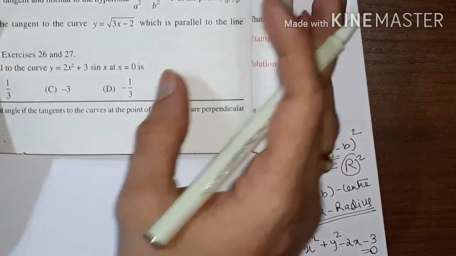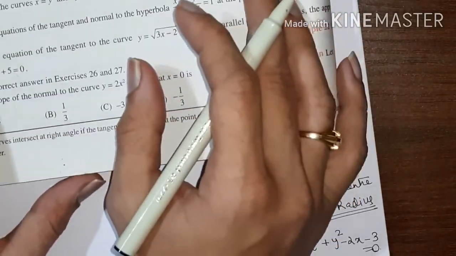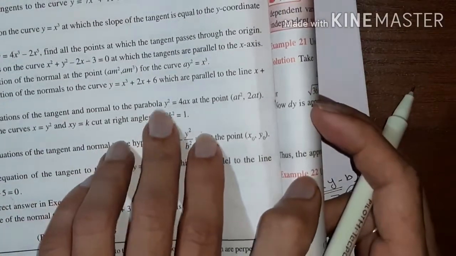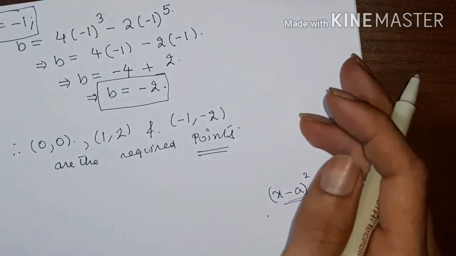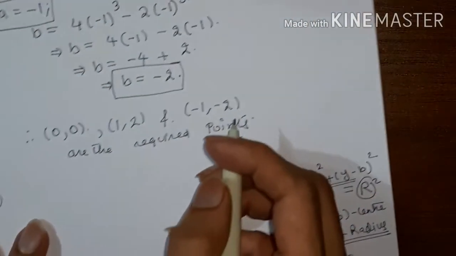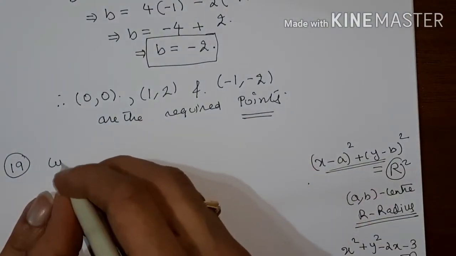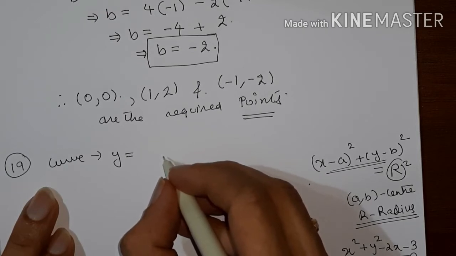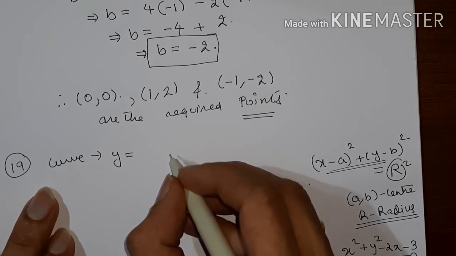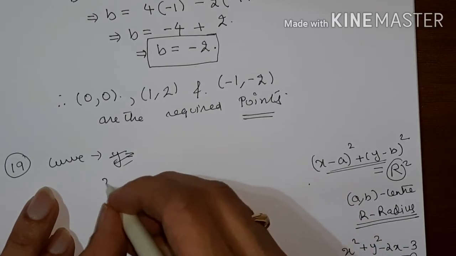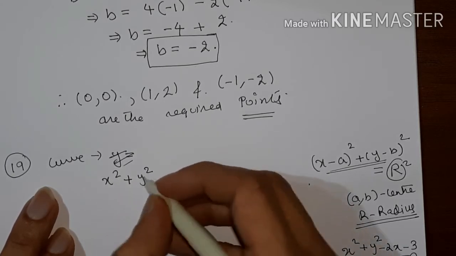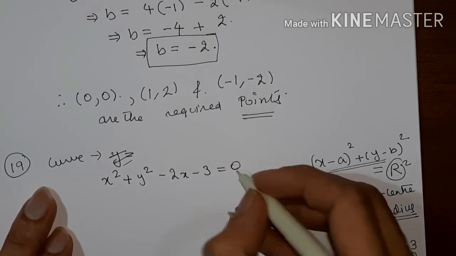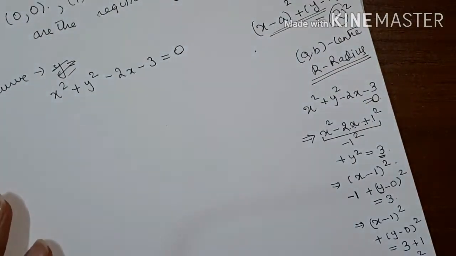What you want to find is the points on the curve at which the tangents are parallel to the x-axis. So you know that you have to take the condition first. So the curve, let us write down: x square plus y square minus 2x minus 3 equal to 0. This is what we have.